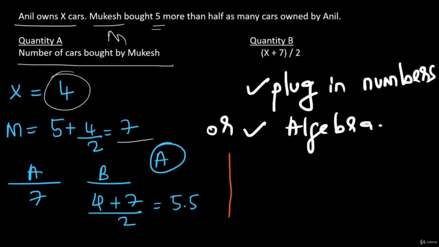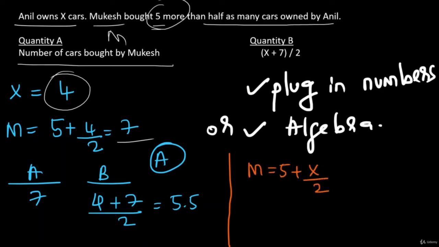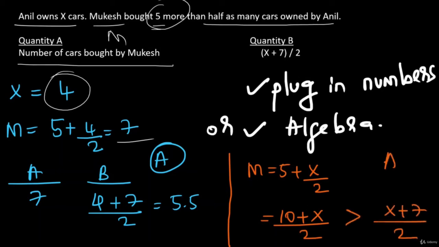Now, let's quickly see how you can solve this using algebra. It's given that Mukesh bought 5 more than half as many cars owned by Anil. So, this is X. M would be equal to 5 plus X by 2. So, this simplifies to (10 plus X) by 2. Now, we have to compare (10 plus X) by 2 as quantity A and (7 plus X) by 2 as quantity B. Clearly, (10 plus X) by 2 is greater than (X plus 7) by 2, and hence the correct answer to this question is option A.